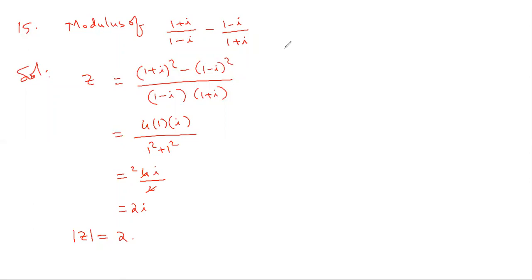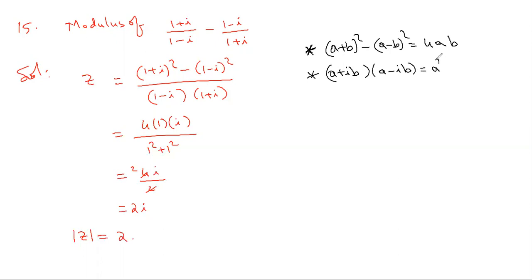The formulas that we used here are a plus b the whole square minus a minus b the whole square equal to 4ab, the general basic algebraic formulas. I think in the very first class, the bridge course, I gave this formula, I guess. And after that, a plus ib into a minus ib equal to a square plus b square. This is what one more we used. What else we used? And that's all, I guess.